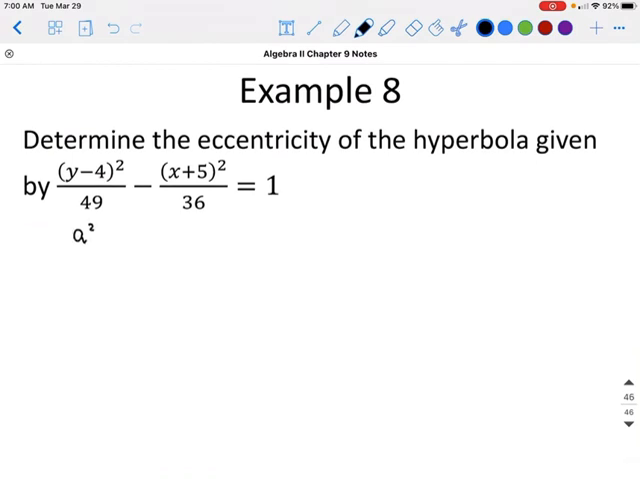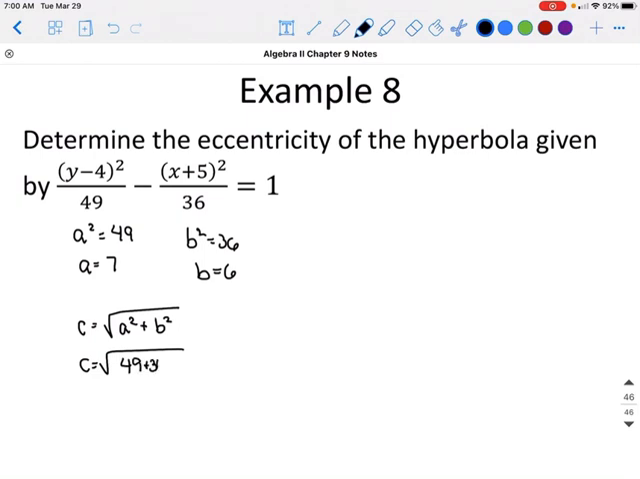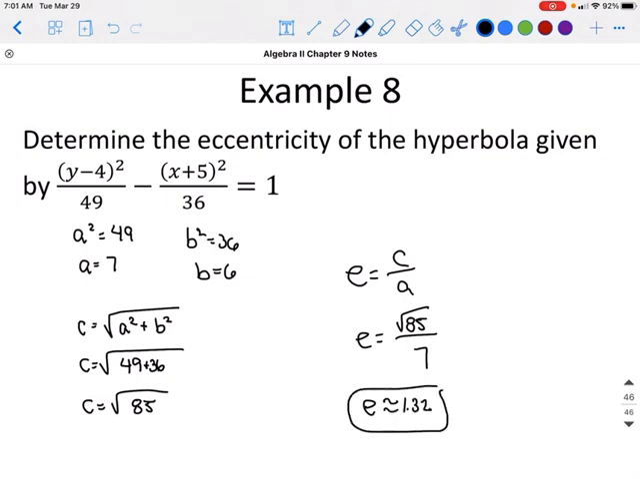So if this is our equation, we need to determine the eccentricity. Remember, the a is always going to come first. So our a value is 7. The b value always comes second, so b is equal to 6. We know that c squared is equal to a squared plus b squared, or c is just equal to the square root of a squared plus b squared. So we can say 49 plus 36, or c is equal to radical 85. So to find the eccentricity, we're just going to do c over a, or radical 85 over a, which is 7, and our eccentricity will be approximately 1.